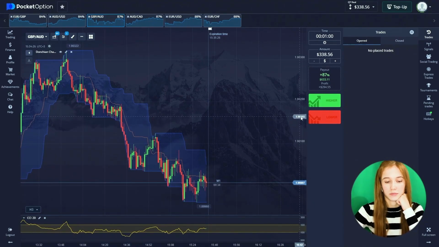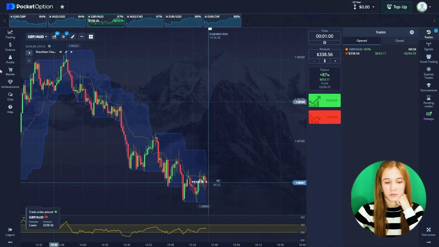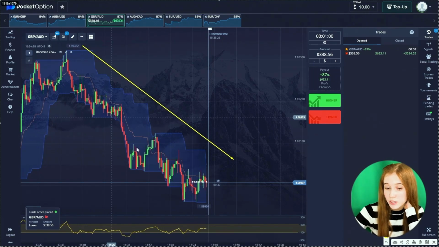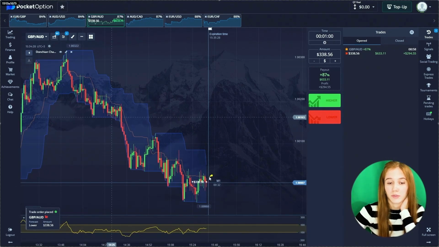Here we are. So let's start our technical analysis. We see a drawdown on our chart. Next, we can see that for the last candle, we also have a process of 2 red candles.